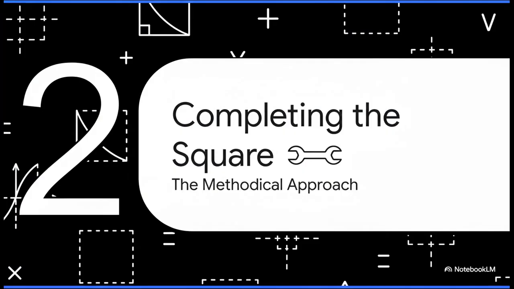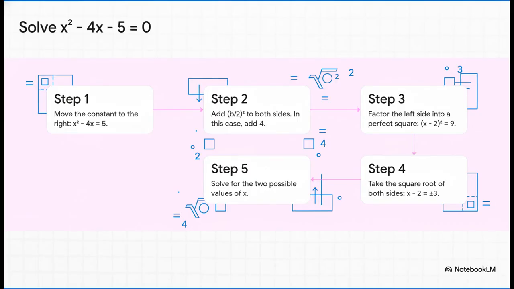But what happens when the numbers aren't so friendly and you just can't find a way to factor it? Well, that's when we need a more versatile tool. Let's add completing the square to our kit. Think of this as your adjustable wrench. It takes a few more steps, sure, but it can handle those trickier problems where factoring just won't cut it. Okay, let's give this one a shot. x squared minus 4x minus 5 equals 0.